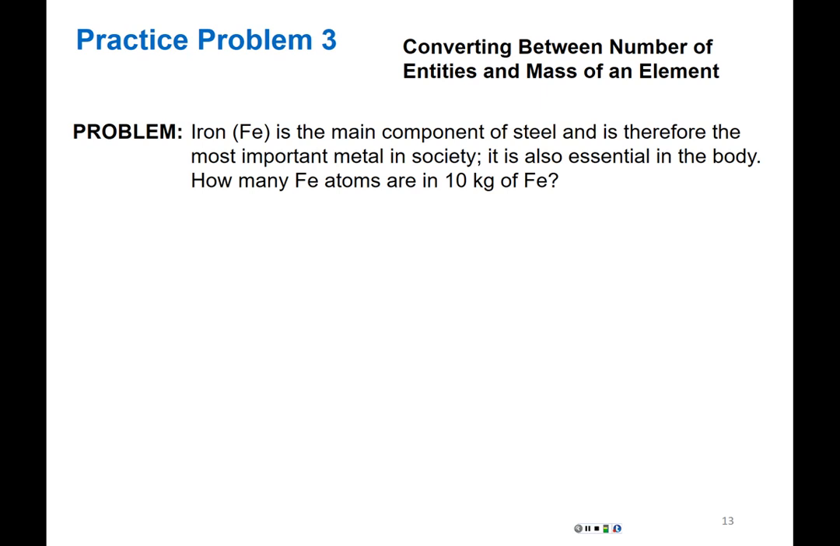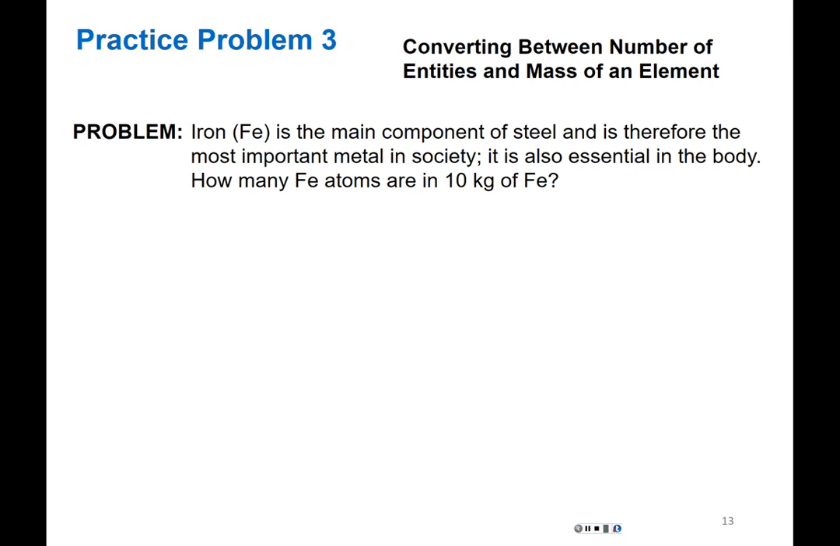Okay, last practice in this sort of basic beginning of chemical problem solving. Right? Iron is the main component of steel. It is therefore the most important metal in society. Well, that's more of an opinion, I guess, but it's also essential in the body, so we'll just go along with that. How many iron atoms are in 10 kilograms of iron?